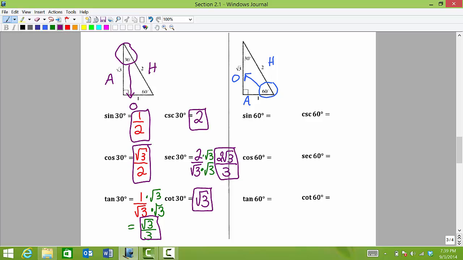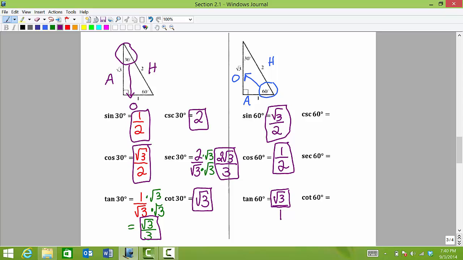So sine of 60 degrees will be opposite square root of 3 divided by the hypotenuse, which is 2. Cosine of 60 will be the adjacent side, which is 1 divided by the hypotenuse, which is 2. So cosine of 60 degrees will be 1/2. Tangent of 60 degrees, we will do opposite square root of 3 divided by the adjacent, which would be 1. So we really just get square root of 3.